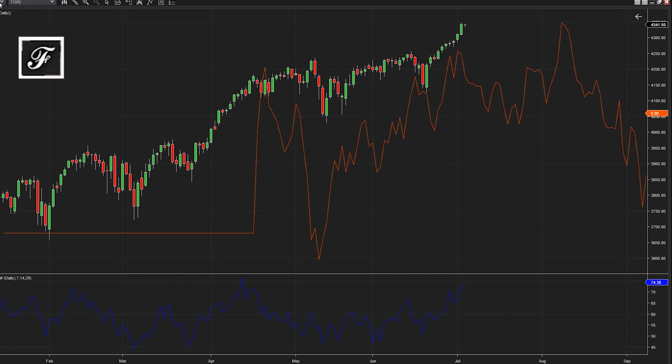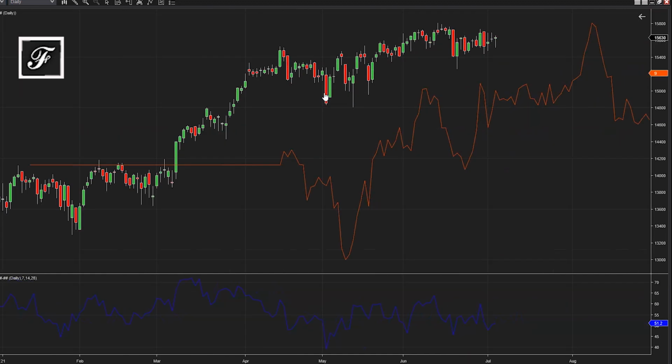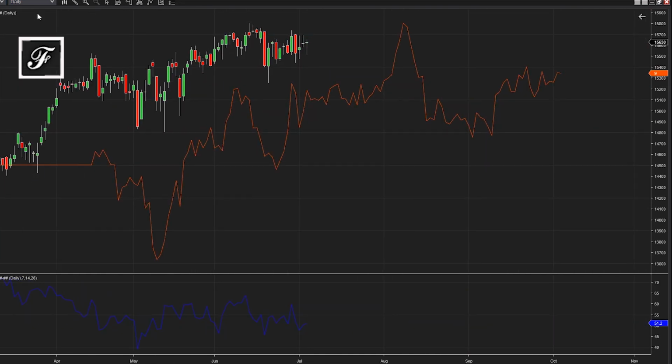So now let's check the German index, because personally I like to trade the German index more. It's more technical, I must say. Okay, here we go. It's a daily. Let's start with the weekly chart.